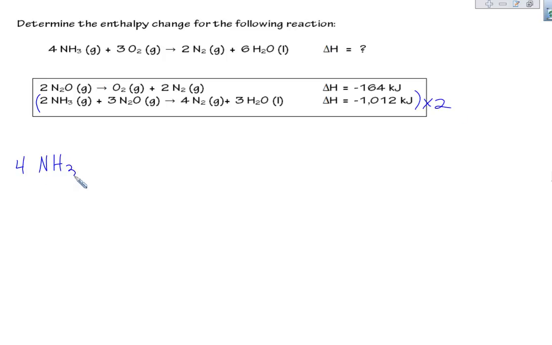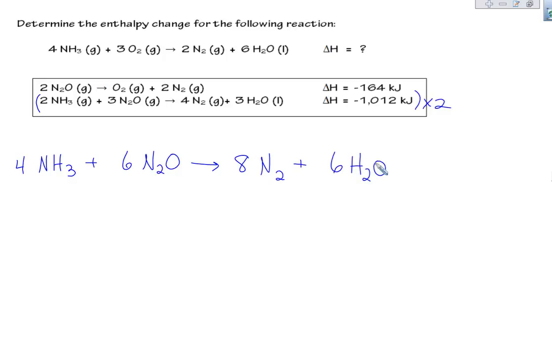So we'll have 4 ammonia. I want that plus 6 dinitrogen monoxide. I do not want that. So I'm hoping that at some point we can cancel it. Then I'm going to get, yikes, 8 nitrogen. I don't know if I want 8 of those. And 3 waters. Times 2 is 6. Ooh, I like that.